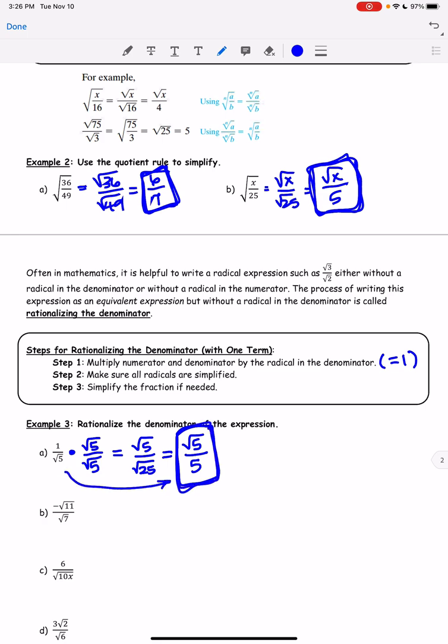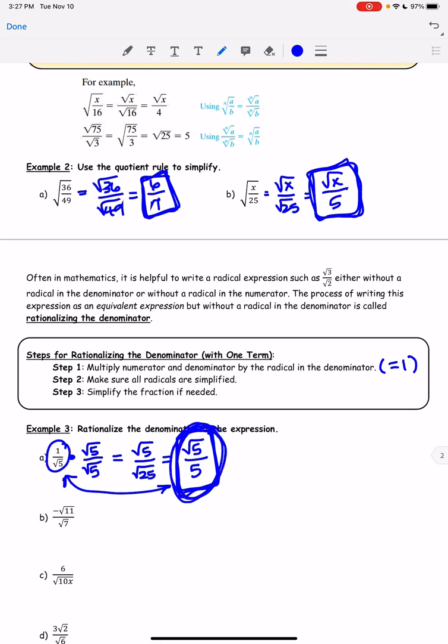This and this are equivalent expressions. If you put this in the calculator, you're going to get the same decimal as this right here. And so that's a really good way to check, right? If you get in calculus, if you get this as your answer, and the back of the book says this, another way other than rationalizing the denominator is to put it in your calculator and check it and see if you get a decimal equivalent.